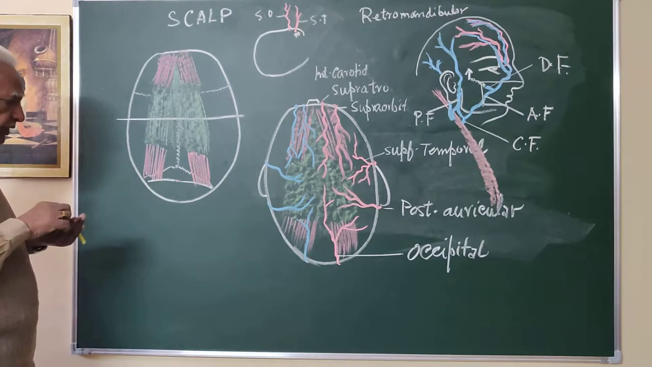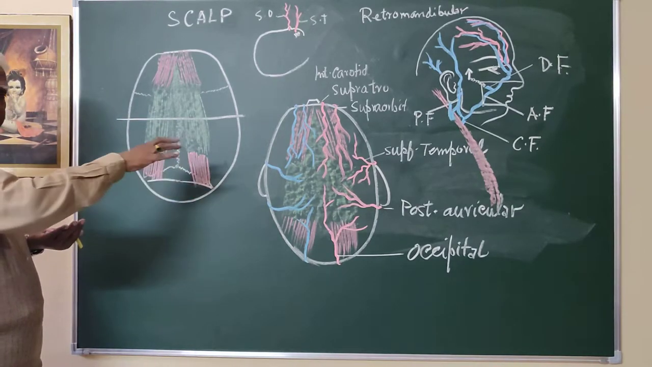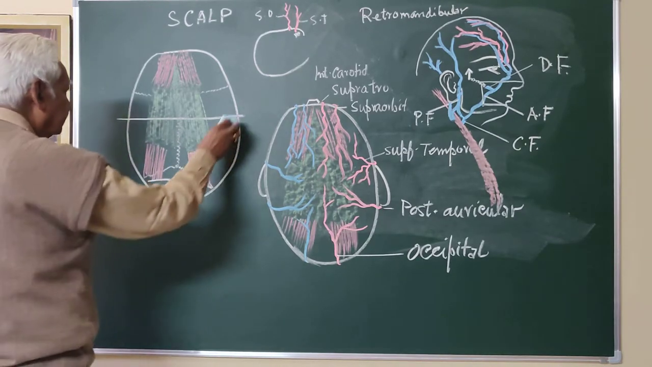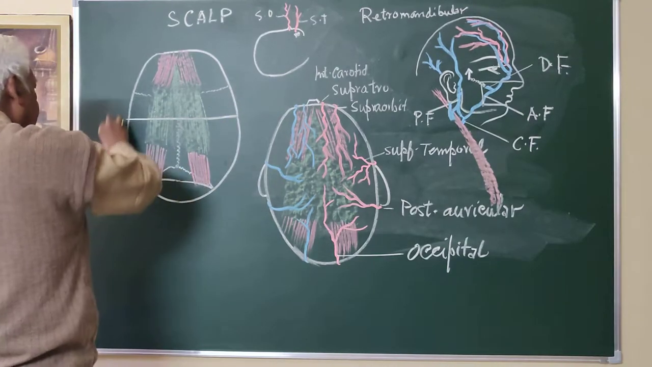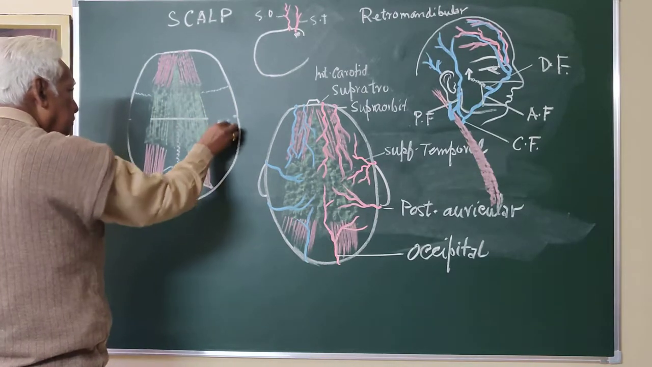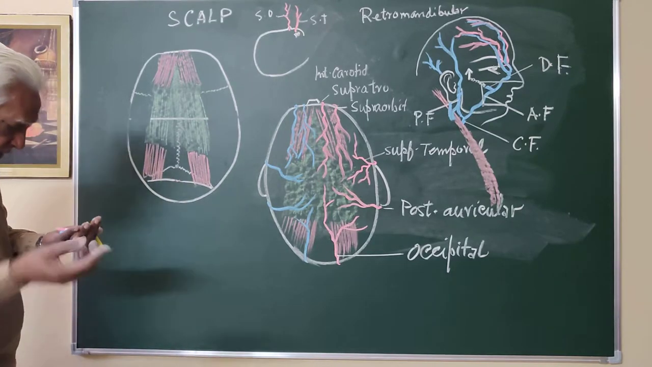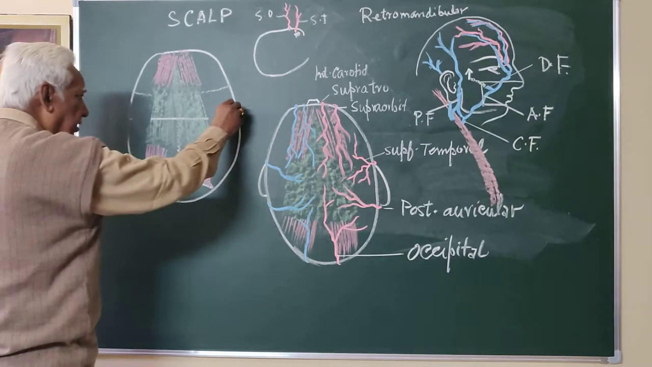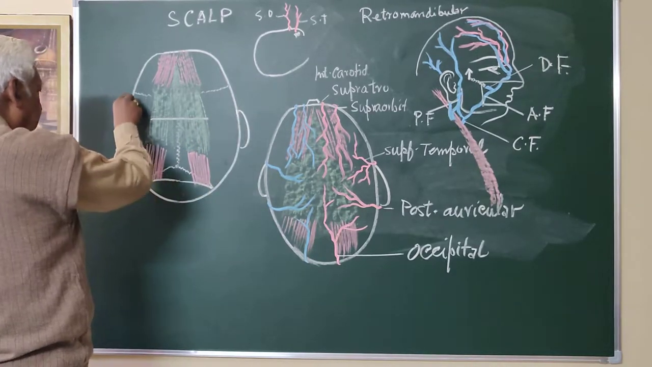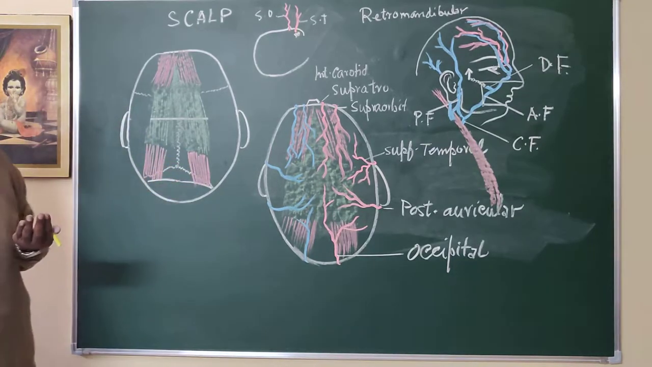So what we are trying to cover in today's class is the vessels of this region. And just now I can use this same diagram here. You can draw another diagram, but here say this, the auricle. Next is the nomenclature of the nerves which will be there.